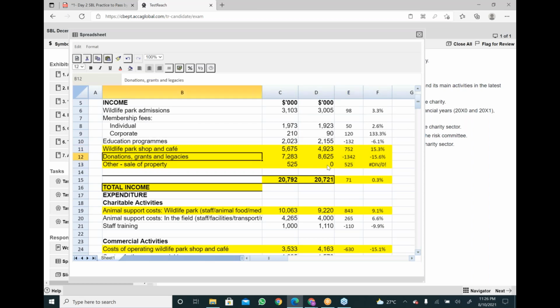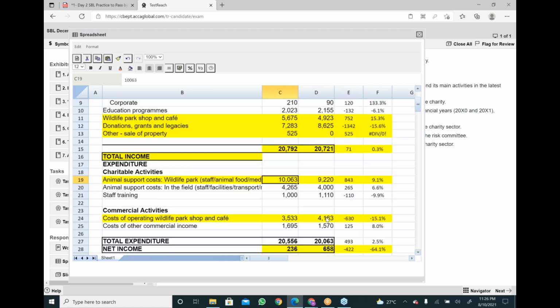Why did donations and grants go down? Why did donation, grants, legacies go down? I need to hunt for the reason in the exhibit and then how it's going to impact my business. And then why did the wildlife park shop and cafe increase? I need to find out the reason and how it's going to impact my P&L or my business, and why this happened and why this happened. Do you understand the approach?